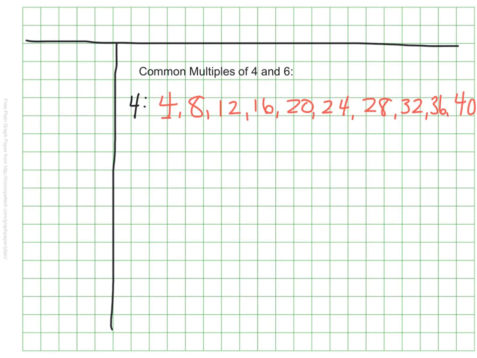Okay. Now let's make another list of the first 10 multiples of 6. I'm going to change colors here. I'm going to use blue this time. Pause the video again and make your list of the first 10 multiples of the number 6.